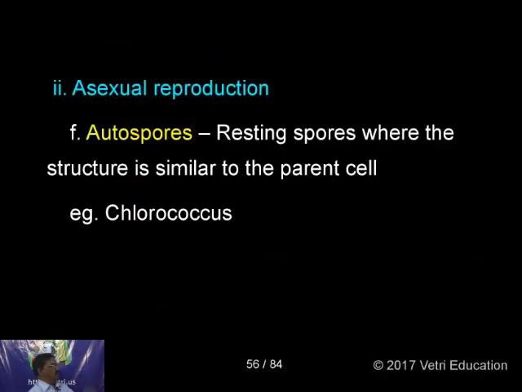Next, the autospores. Auto means self. When the resting spores look similar to the parent cell, those are called autospores. Example, Chlorococcum, which produces autospores.